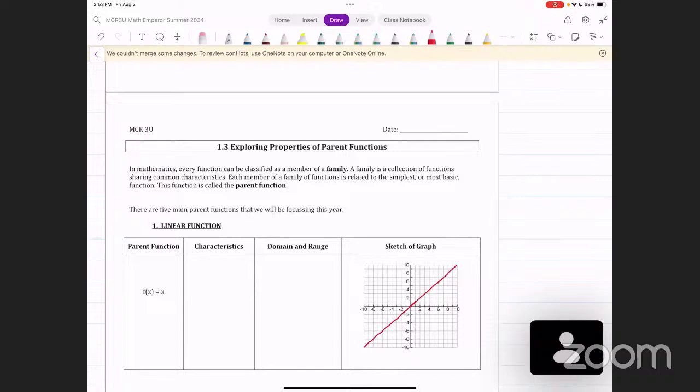Now, the domain and range for the linear function is pretty straightforward. The domain is x belongs to real. Domain is simply x belongs to real. It takes all the possible x values. Similarly, the range is y belongs to real, right? You see that?